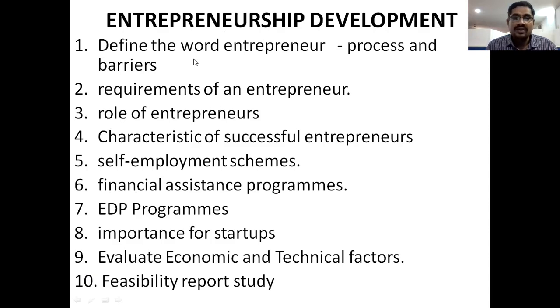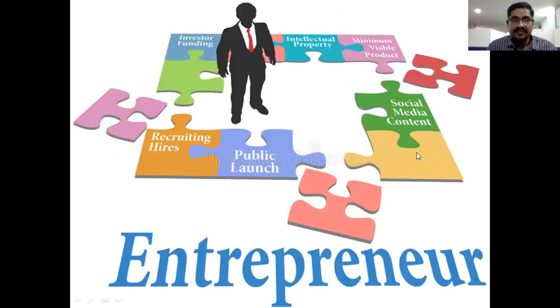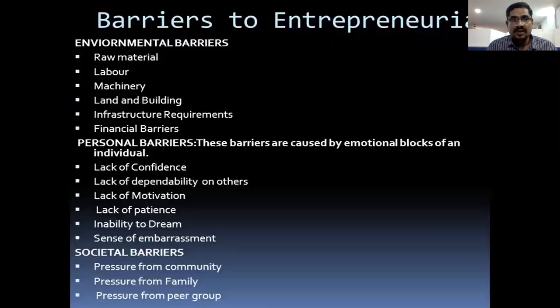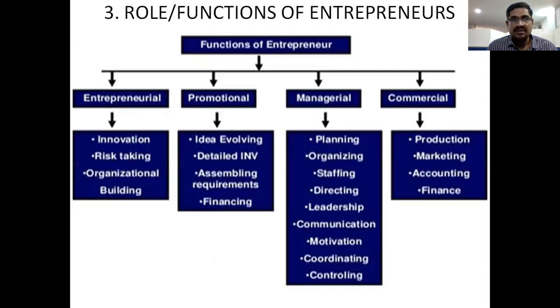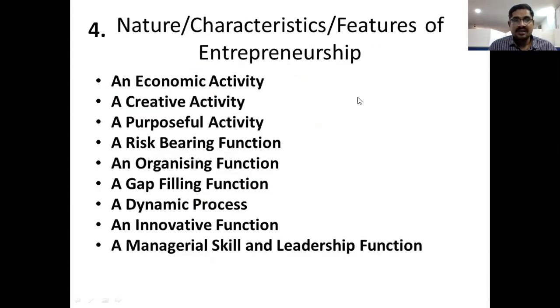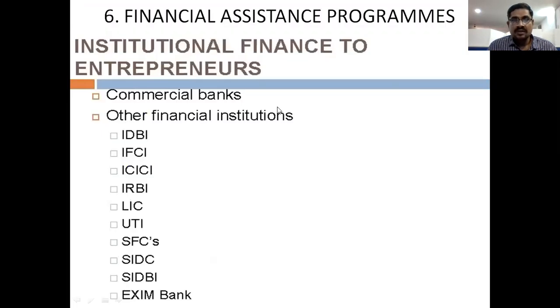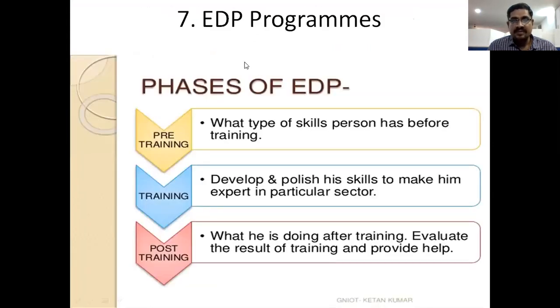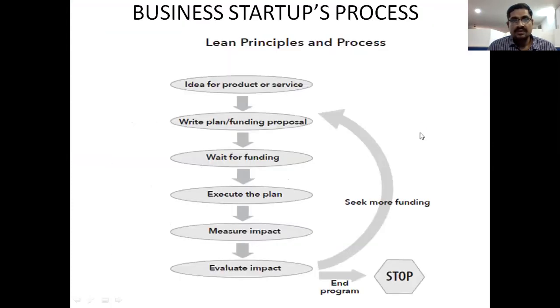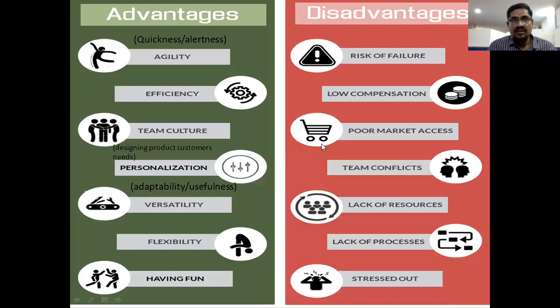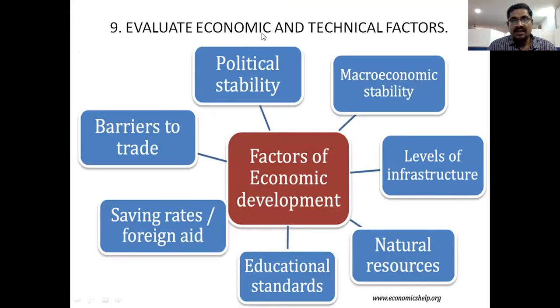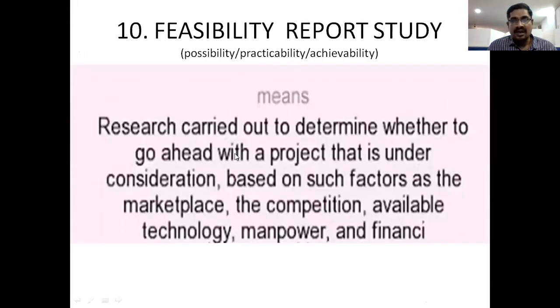Okay, so first of all we need to understand what is meant by entrepreneur and entrepreneurship. These two words we need to understand. Before starting, just look at all these PPT slides. Skills required, role or functions of an entrepreneur, characteristics. Fifth question, self-employment schemes. Next, financial assistance program, EDP program, startups, startup process, startup advantages and disadvantages, economic factors, technical factors, and the last one, feasibility study.